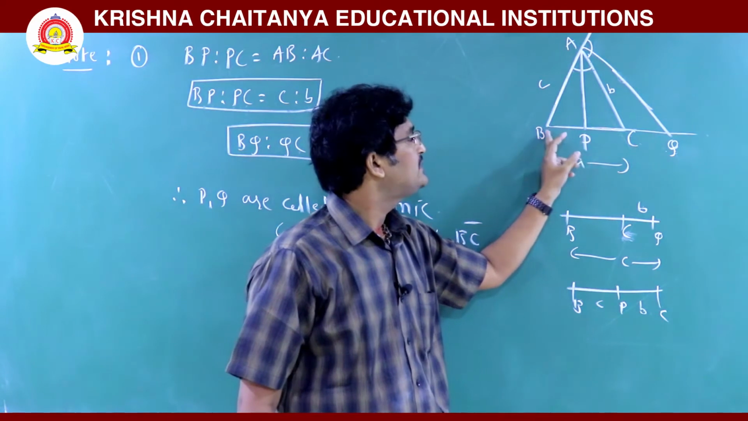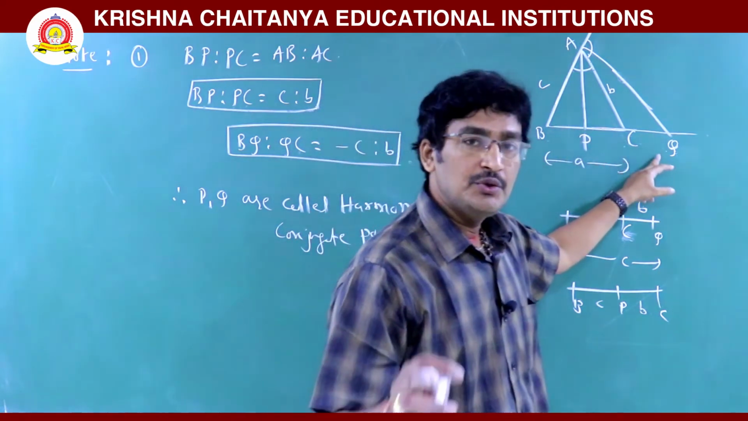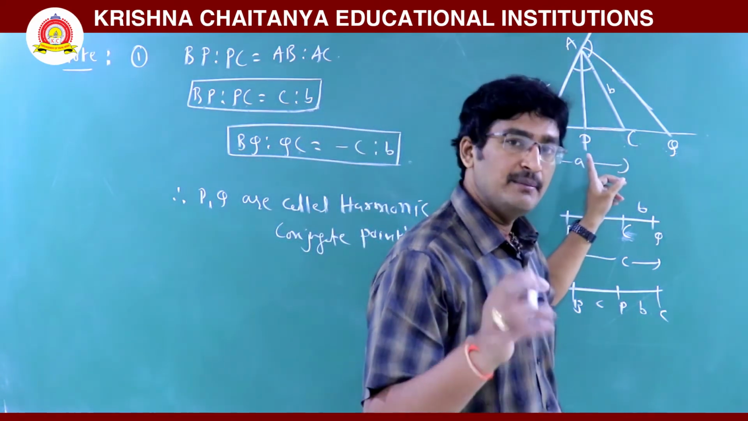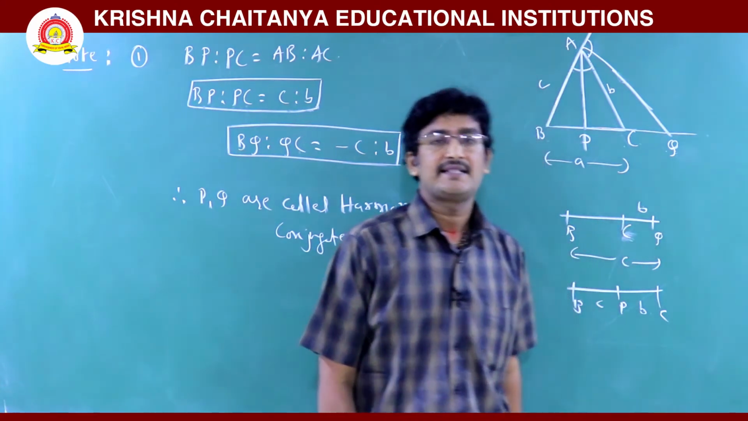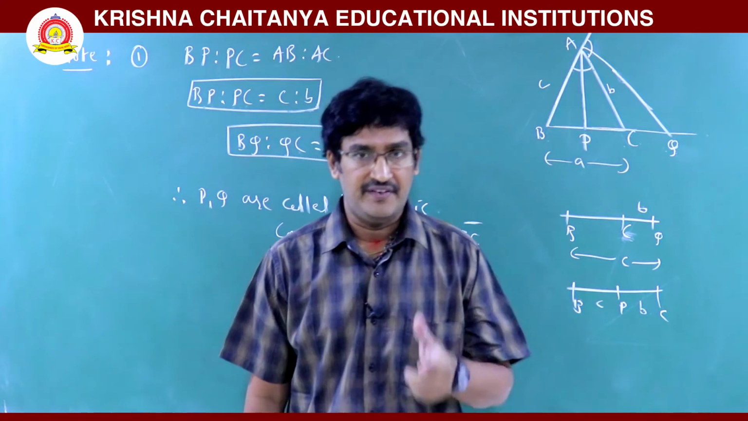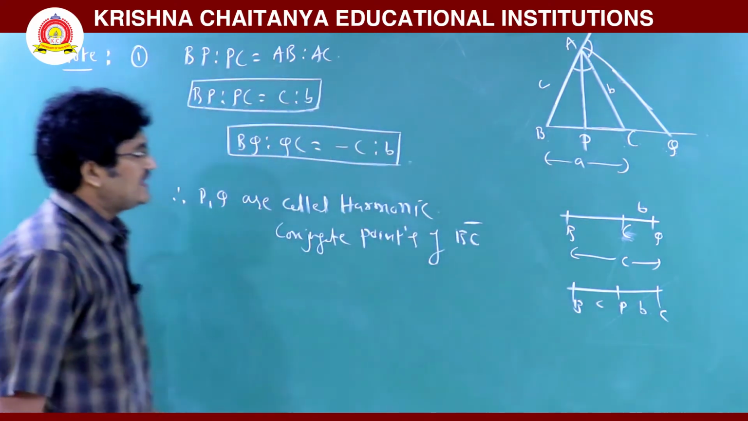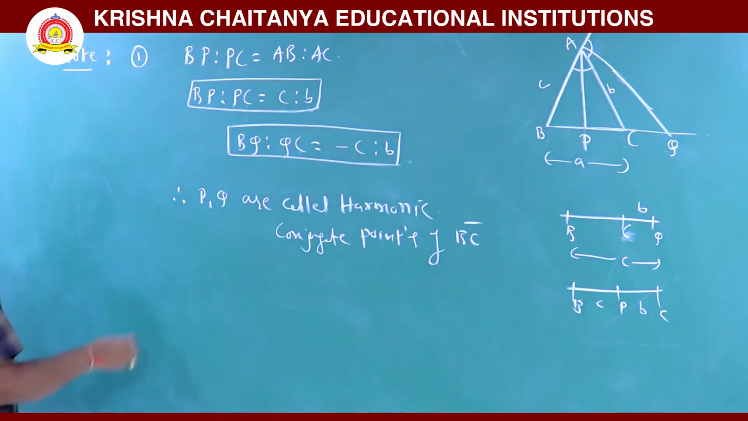That means P divides BC bar in the ratio m is to n. Q also divides the same BC bar in the ratio m is to n. But P divides internally, and Q divides externally. That is the meaning, that is the difference. Okay. So in the same way, I have to define one more point here. Listen to me, please.